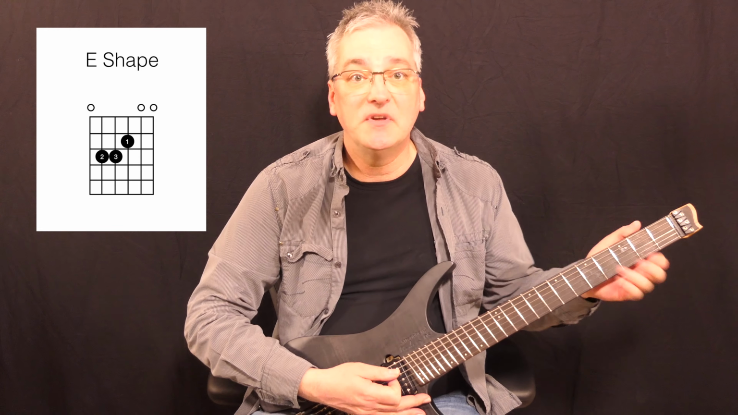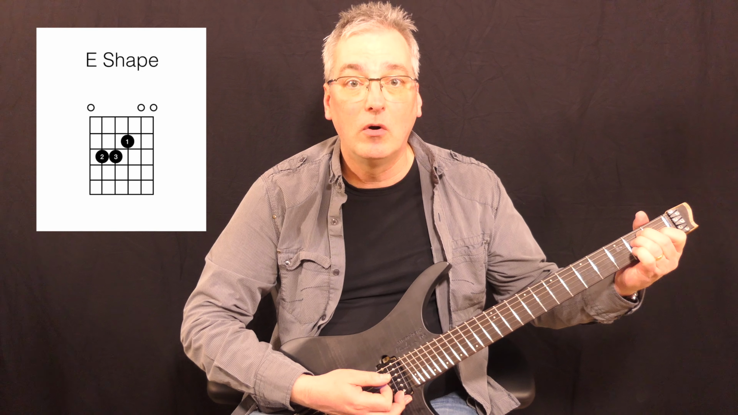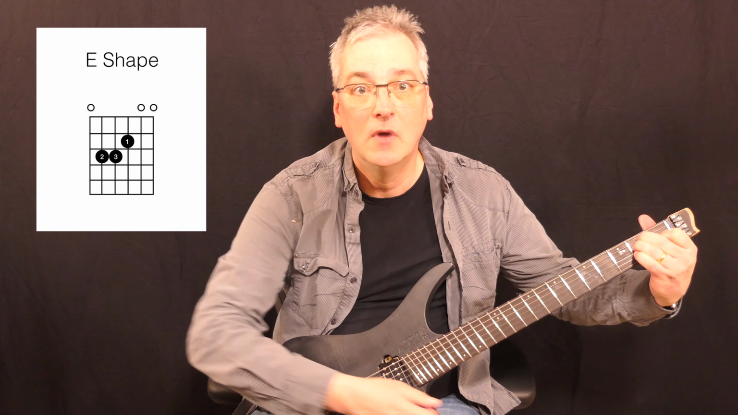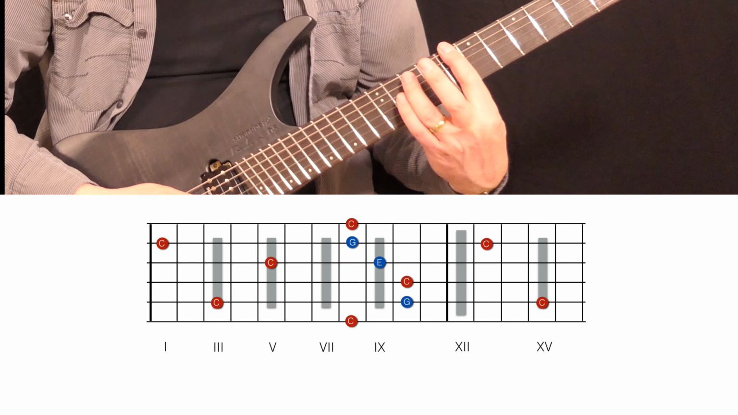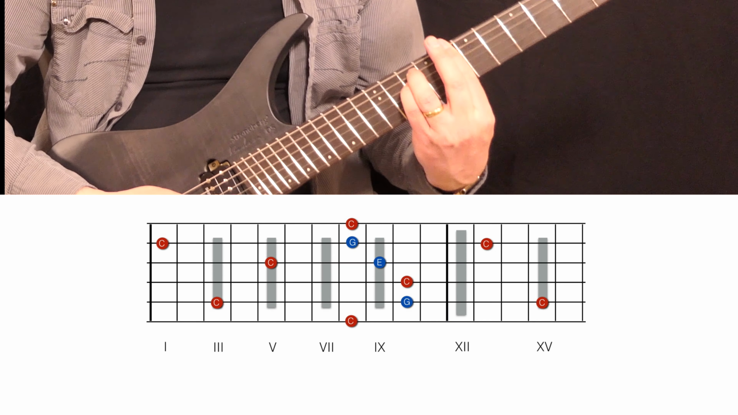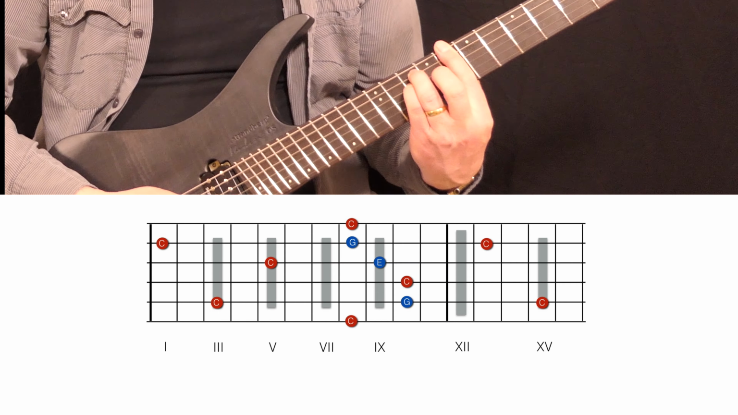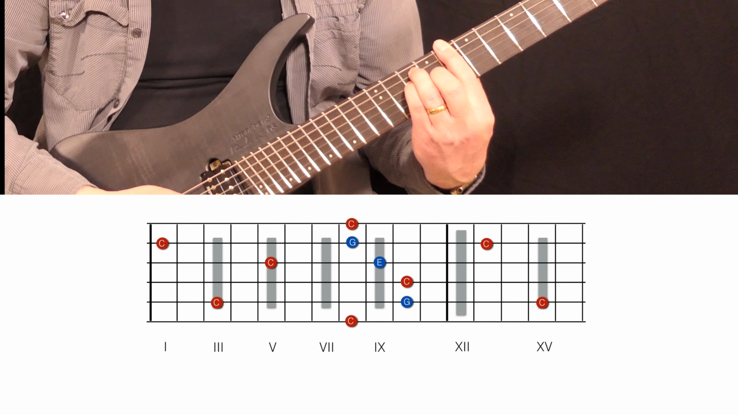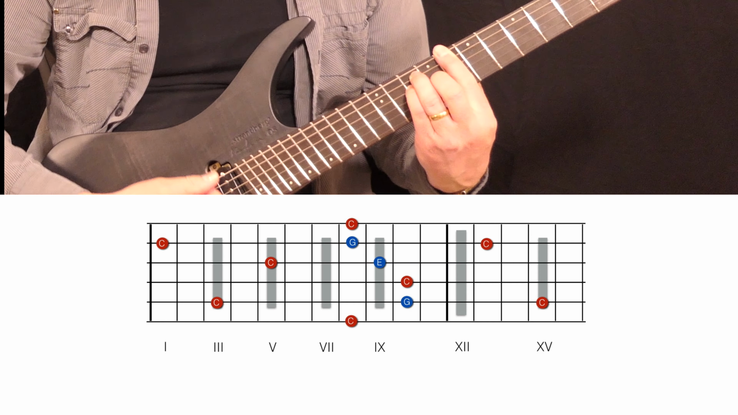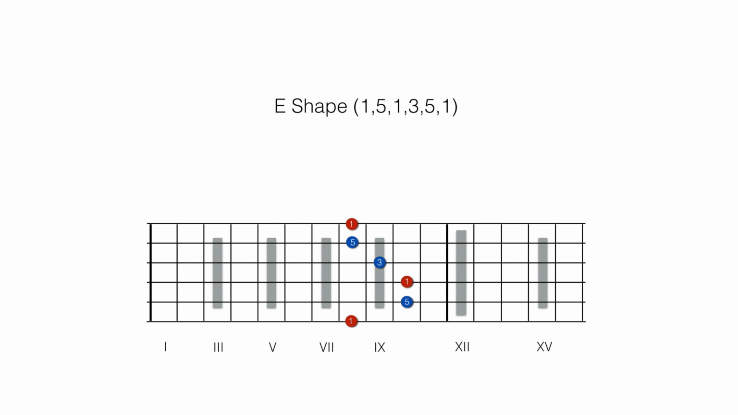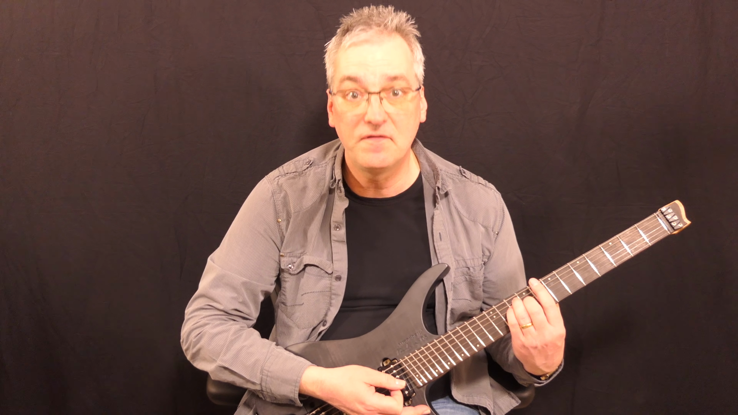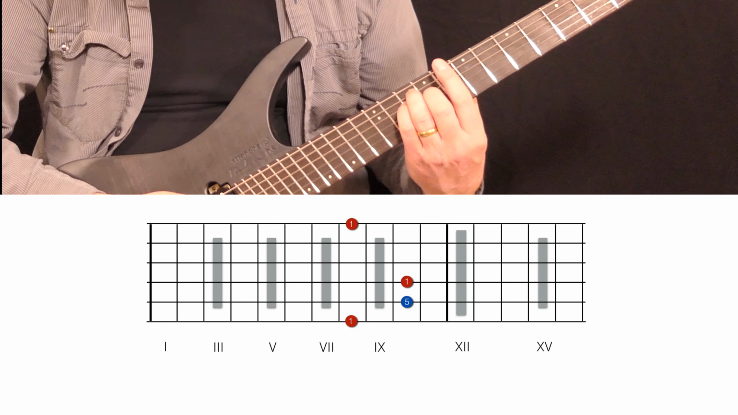The next E shape is based upon the open E major chord. We simply bar all 6 strings on the 8th fret with our 1st finger, then add a G and a C on the 10th fret of the 5th and the 4th strings, and an E by playing the 9th fret of the 3rd string, like this. This chord uses a 1-5-1-3-5-1 formula and all 6 strings on the guitar. Again, we can play a power chord version using the 1st and 5th degrees only for rock songs.